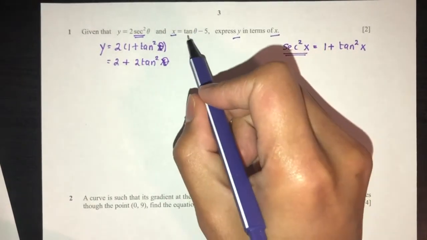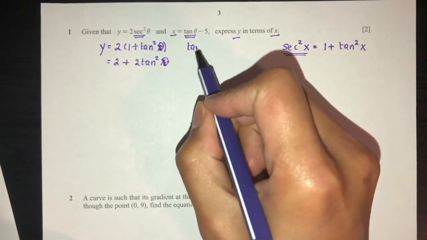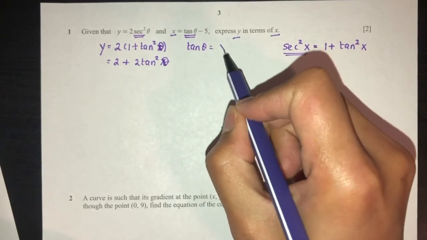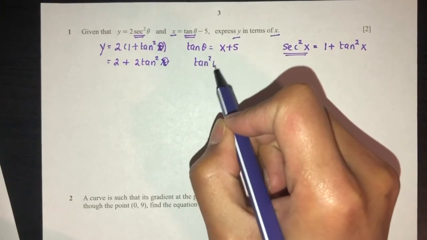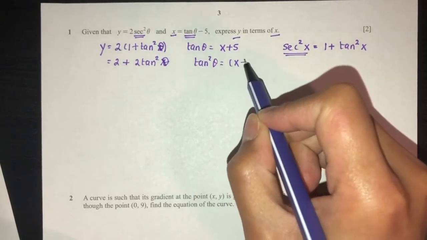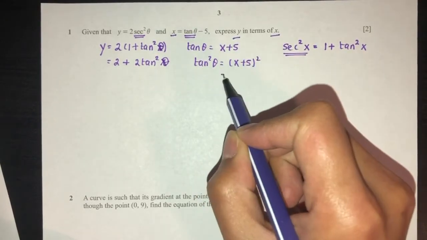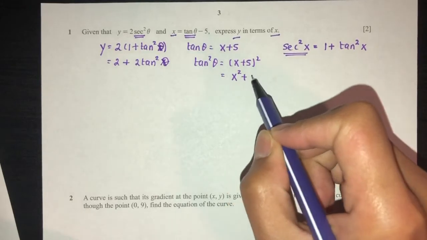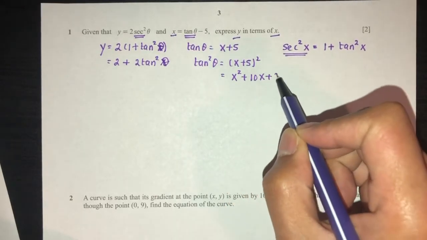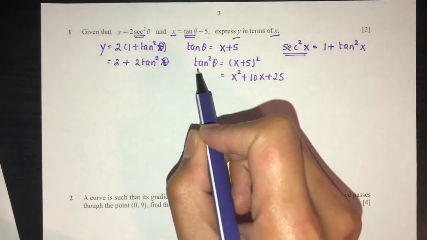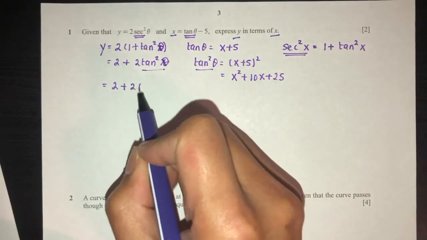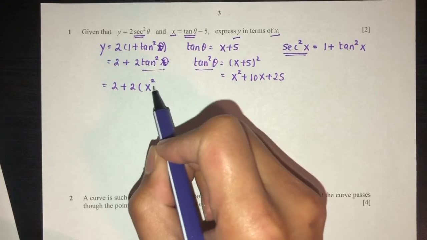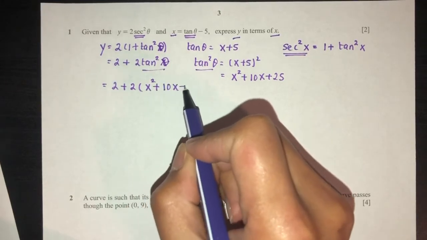Now here we have tan theta, so tan theta is equal to x plus 5. So what is tan square? Tan square theta will be x plus 5 square. That will be x square plus 10x plus 25. Now replace this back right here. You will have 2 plus 2 times this, that will be x squared plus 10x plus 25.